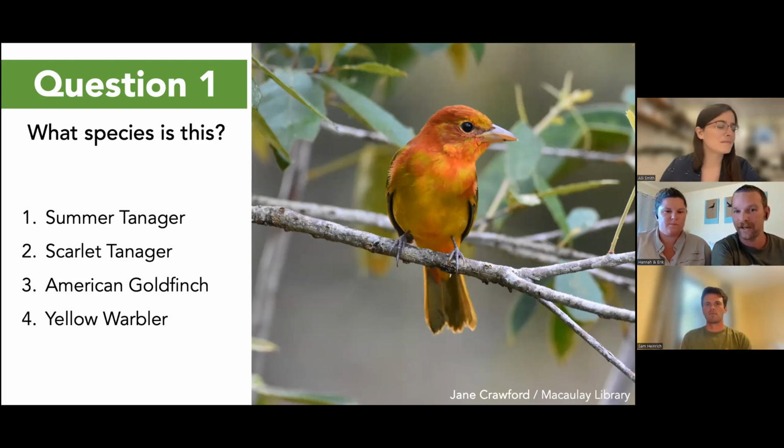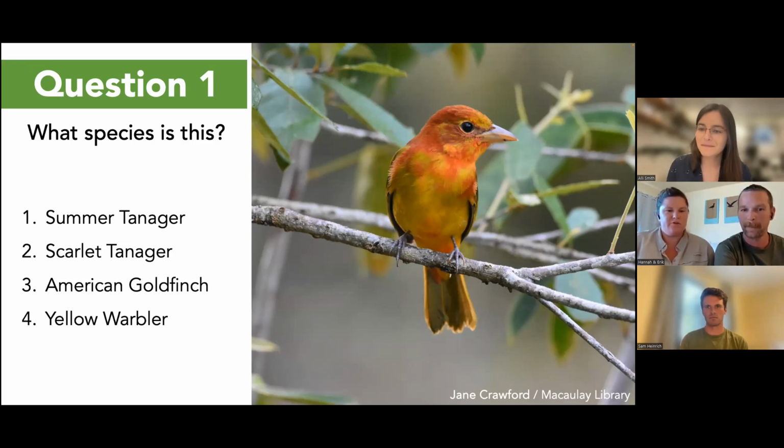And looking at the 2 tanagers, the scarlet tanager typically has a smaller bill than the summer tanager, and the summer tanager's got a little bit larger of a bill that's kind of like that peachy color. And that's kind of where I landed looking at this guy here.